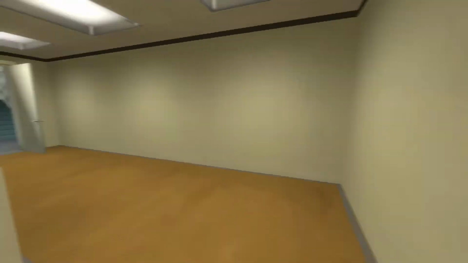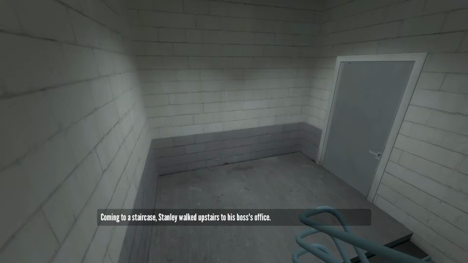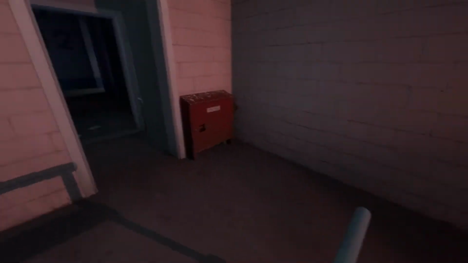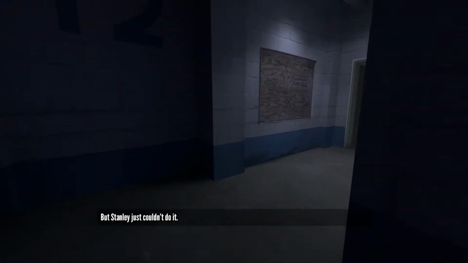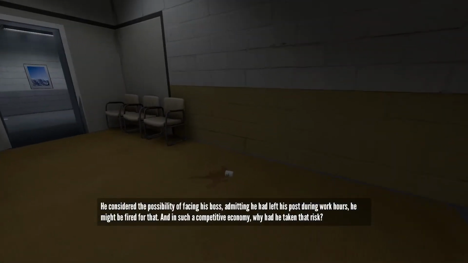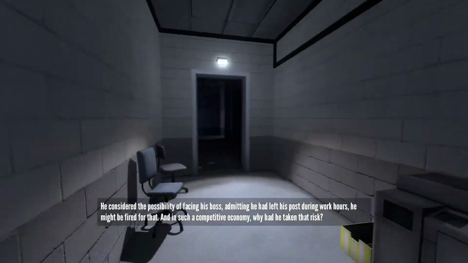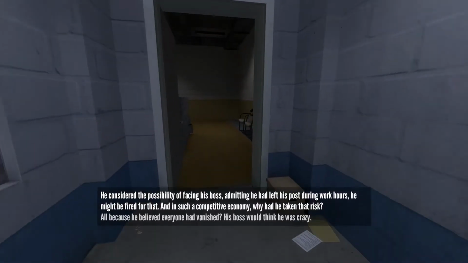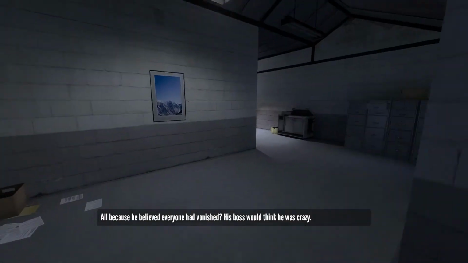Alright, narrator. Coming to a staircase, Stanley walked upstairs to his boss's office. But Stanley just couldn't do it. He considered the possibility of facing his boss, admitting he had left his post during work hours. He might be fired for that. And in such a competitive economy, why had he taken such a risk? All because he believed everyone had vanished? His boss would think he was crazy.